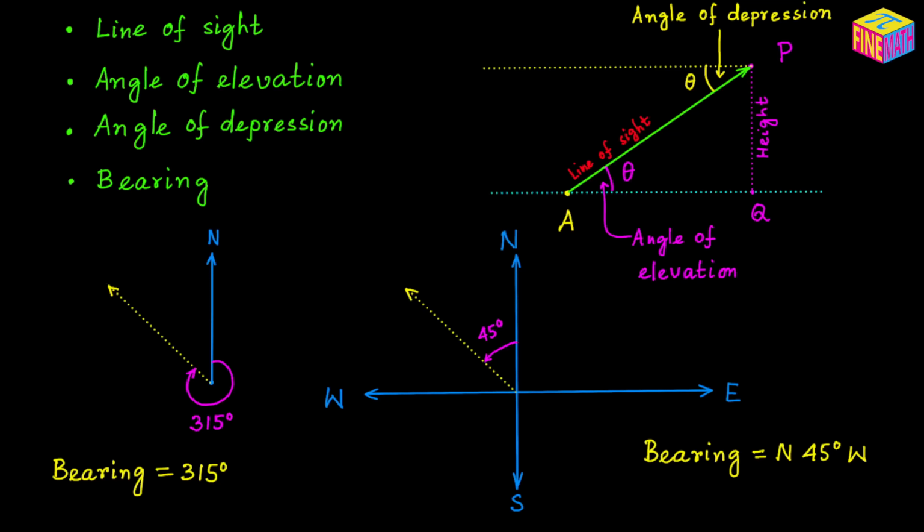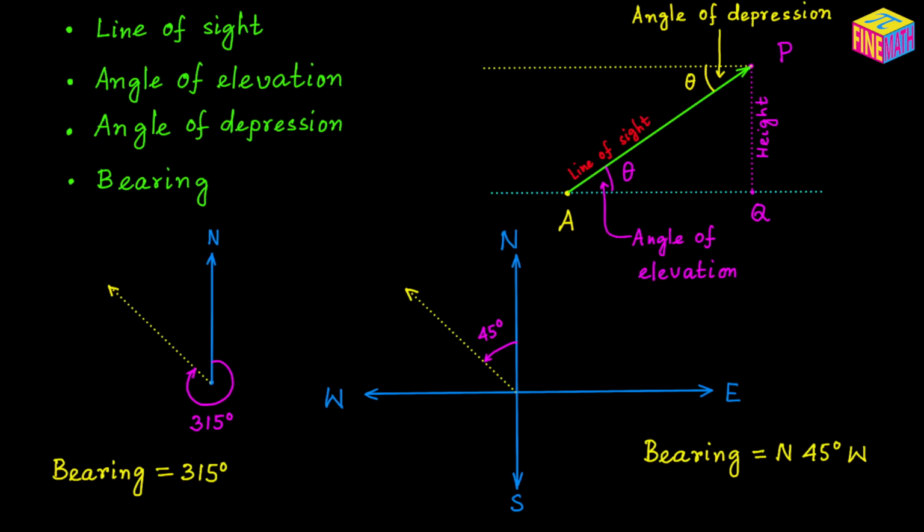And if the object moves in one of the cardinal directions, then we really don't need to denote that with an angle. We can say the object is moving towards north, or the object is moving towards east, or the object is moving towards south, or the object is moving towards west. And in the first method, of course, the bearing would be 0 degree when the object is moving towards north. The bearing will be 90 degree when the object is moving towards east. The bearing would be 180 degree when the object is moving towards south. And the bearing would be 270 degree when the object is moving towards west.